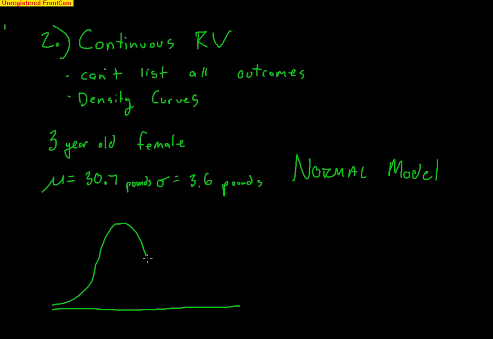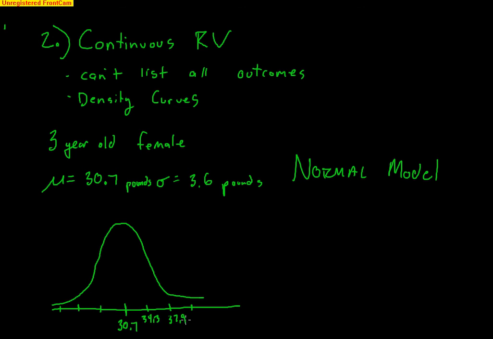I know that the normal model looks basically something like this, and right smack dab in the middle is going to be the average of 30.7 pounds, and I can go up 1, 2, 3 standard deviations, down 1, 2, 3 standard deviations. And what's a standard deviation? 3.6, so I can go up 3.6 pounds. So 30.7 plus 3.6 puts me at 34.3, and I can go up another 3.6 pounds to be at 37.9.